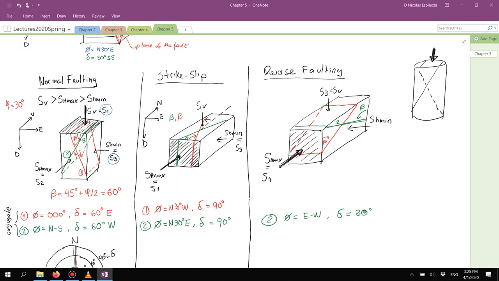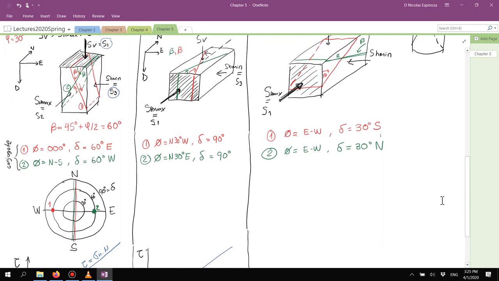And in this case, I'm missing something. Number 2 is dipping towards the north. And number 1, the strike is also east-west, and the dip is also 30 degrees, but this one is dipping towards the south. It's getting deeper as it goes towards the south.